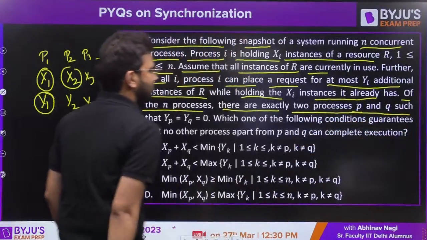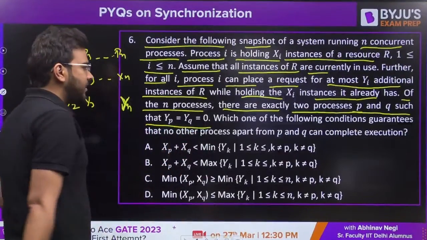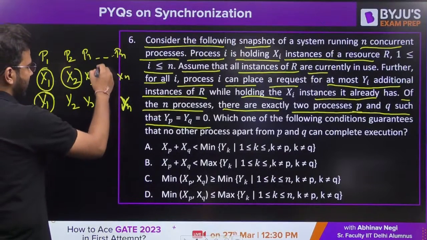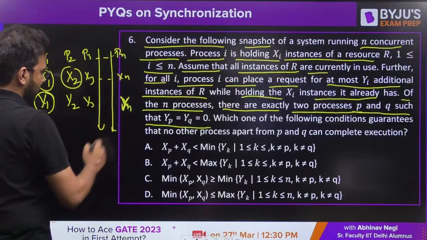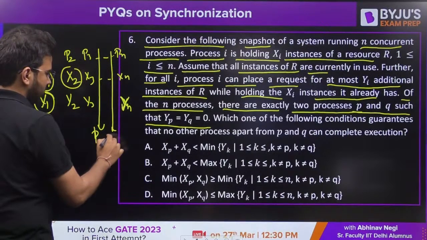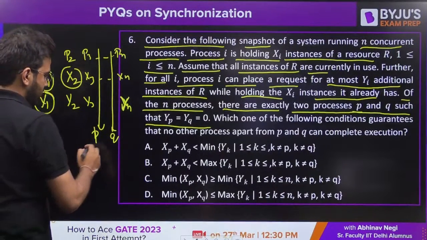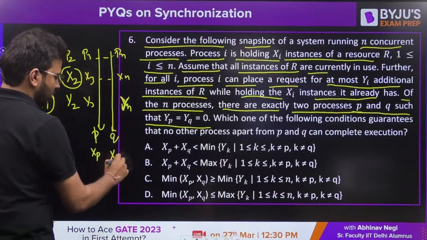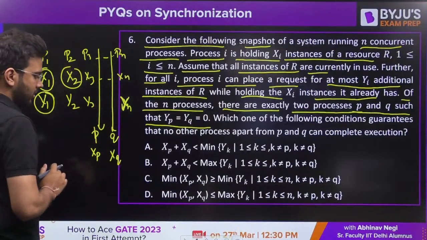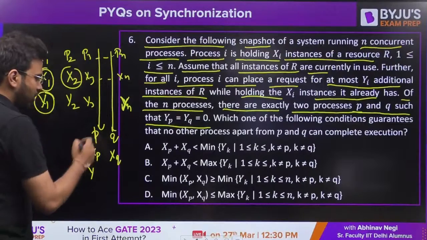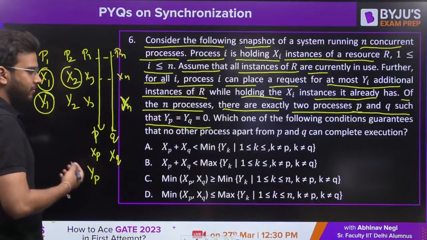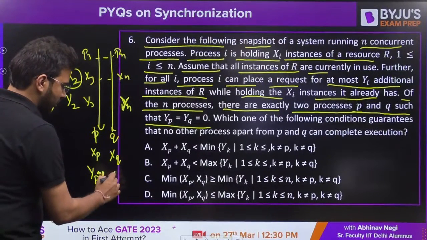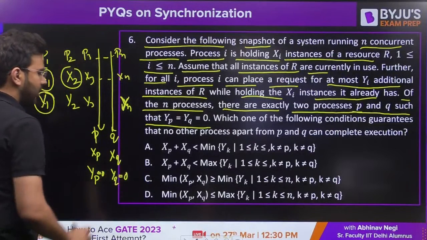Now out of these n processes, there are exactly two processes P and Q such that yp is equal to yq is equal to 0. So let's consider one process, P, and one process, Q. P will be holding some xp instances of resource R, and Q is holding xq, according to the question. But it is saying that P is not requesting additional instances of R, so yp is equal to 0. Similarly, process Q also is not requesting additional resources.